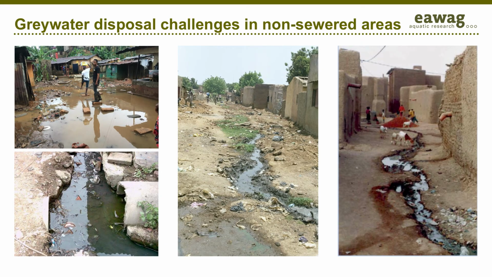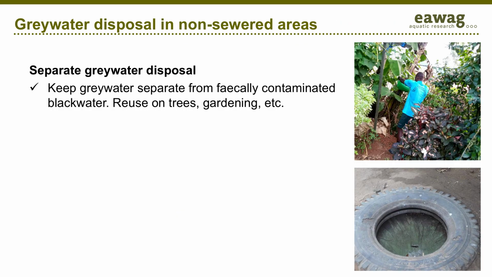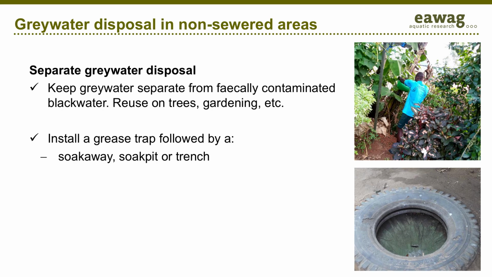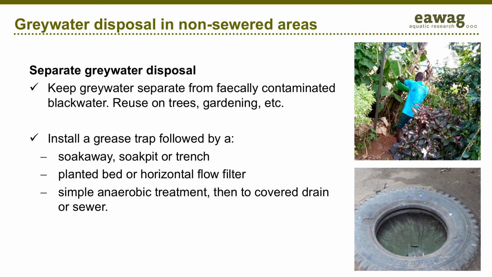These photos show some of the consequences of unmanaged greywater in non-sewered urban areas. Now, some recommendations for disposal of greywater in non-sewered areas. 1. Always keep greywater separated from fecally contaminated blackwater. 2. You can reuse it for watering of trees, gardening, and urban agriculture. And then 3. It can be discharged into a household grease trap and then to a soak-away, soak pit or trench. It can even be discharged to a planted bed or horizontal flow filter, or it can be treated by simple anaerobic treatment and then discharged to a covered drain.